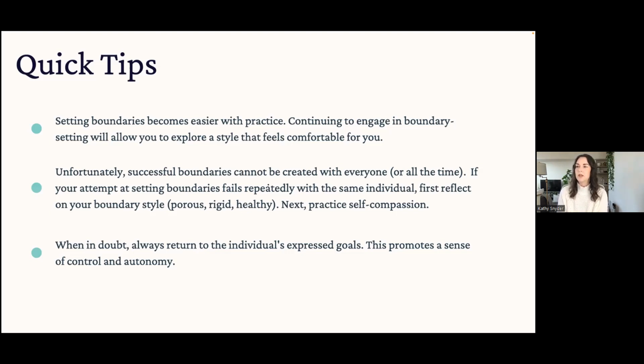over time. And so the more you do it, the more you're likely to find a style that works really well for you. What I said here today works really well for me, and I've seen it work really well for other people, but it might not be your style. That's totally okay. The more you do this, the more you're going to be successful. Unfortunately, though, successful boundaries are not going to work for everybody. There are some patients where it does not matter how many boundaries you set with them, it will not work.